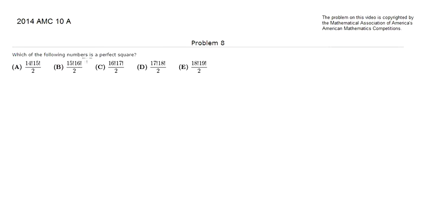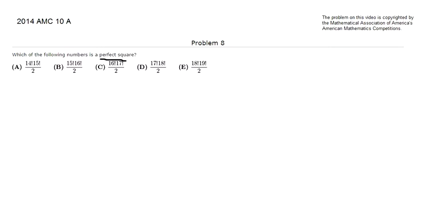Which of the following numbers is a perfect square? Okay, a perfect square is a number, like 9 or 16, that you can get from squaring a number. For example, 9 you can get from squaring 3, and 16 you can get from squaring 4. So 25 is also a perfect square, 36 is a perfect square, and so on.